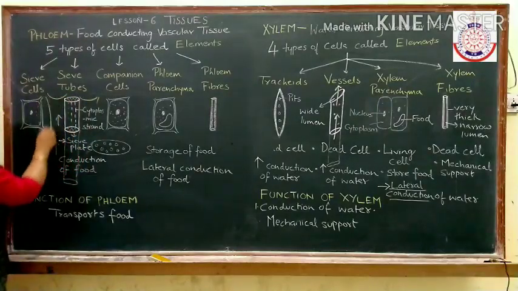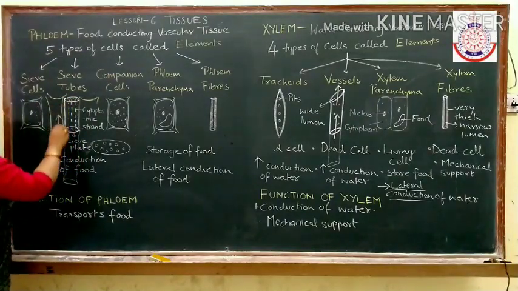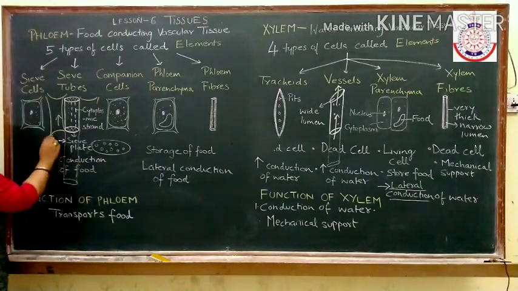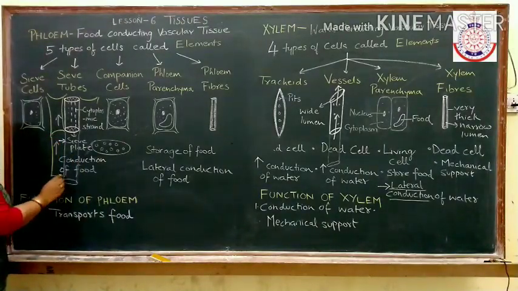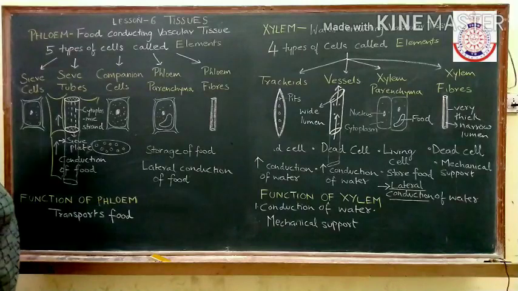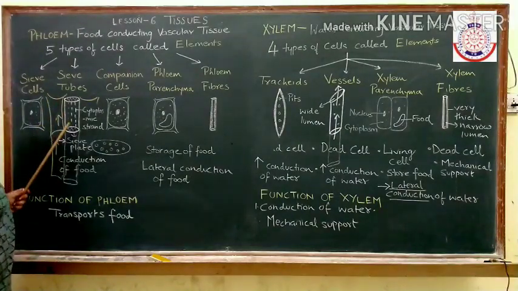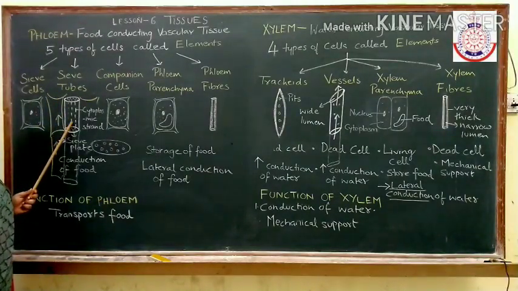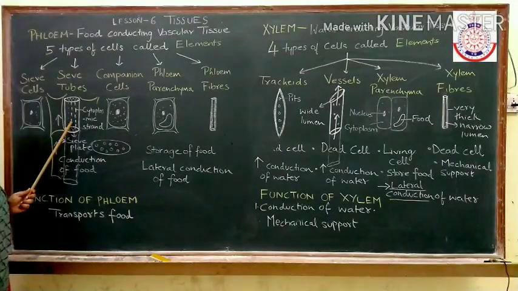They have very close proximity, like this. I can show you here. Companion cells are present like this along with the sieve tube cells. When I was explaining the sieve tube, I told you that sieve tube cells are non-nucleated. They don't have a nucleus. But still it is a living cell.